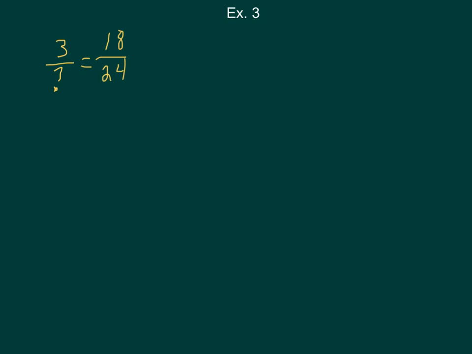Alright, so same thing as before. We're going to use our known values, and in this case, they're the top numerators here, so 3 and 18. So we're going to ask ourselves, 3 times what gives us 18? Well, when we do that work, we're going to figure out, oh, you know what?